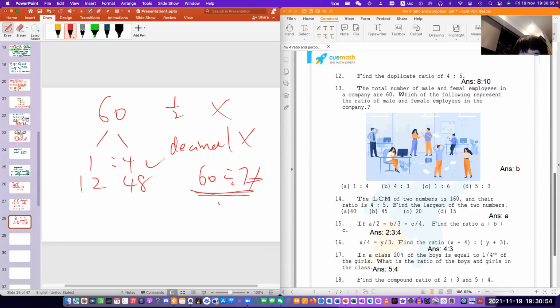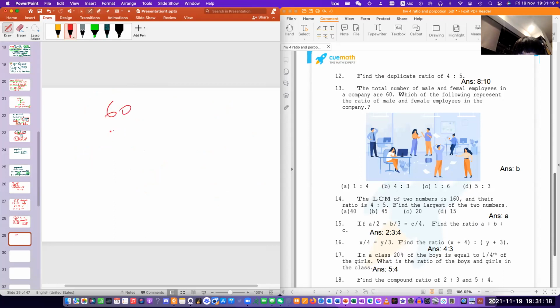4 to 3 cannot, because 60 cannot divide by 7 to have a whole number. You're going to get a decimal number, right? 1 to 6 cannot. 5 to 3 cannot. So the only possible answer is A. Do you understand? 13. So in fact, they are testing you. If you have 60 people, you only can split to 1 to 4. You cannot split to 4 to 3, because the total is 7 units, so you're going to have a decimal number. And for number of people, you cannot have a decimal number, right? You cannot say I have 1.2 people. Doesn't make sense, right?